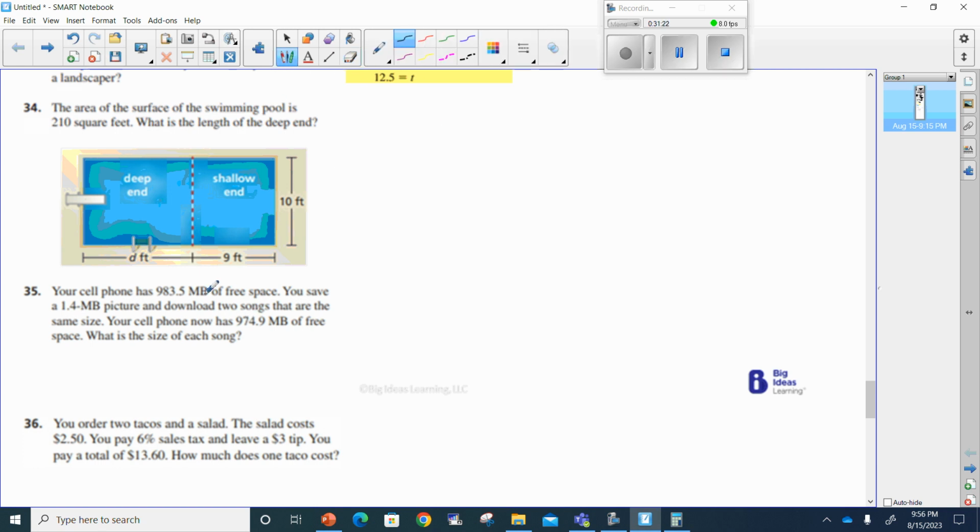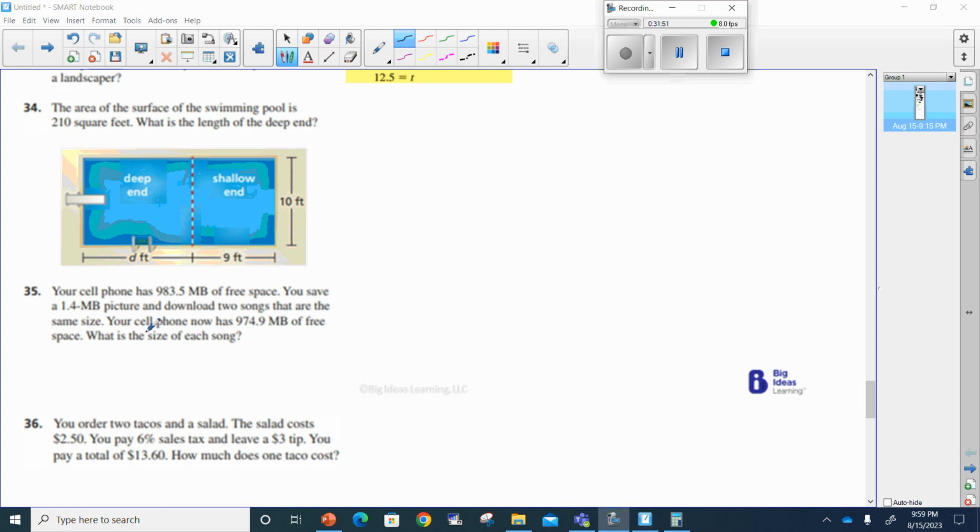All right, your cell phone has 983.5 megabytes of free space. You save a 1.4 megabyte picture and download 2 songs that are the same size. Your cell phone now has 974.9 megabytes of free space. What is the size of each song?